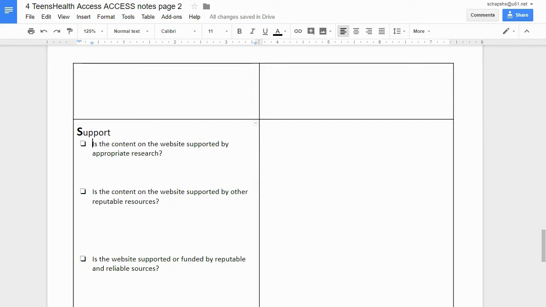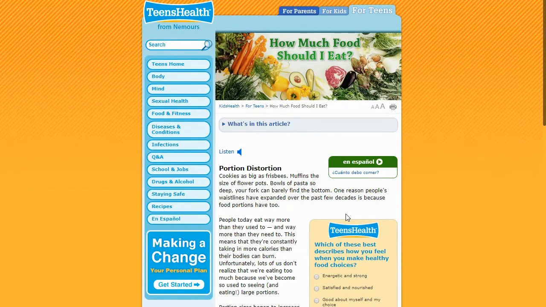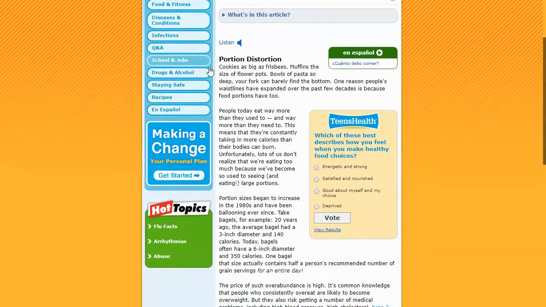This is important because if the website doesn't include where they got their information, we don't have any way to verify that the information is accurate. And we also want to make sure that the information we're reading about is always based on scientific fact, not on somebody's opinion or personal experience. To find out if the content of this website is supported by appropriate research, we can look through the article and as we read, see if the author is citing or referring to certain studies or scientific research that's been done. Now, as we mentioned before, this website doesn't do a good job of including those things.